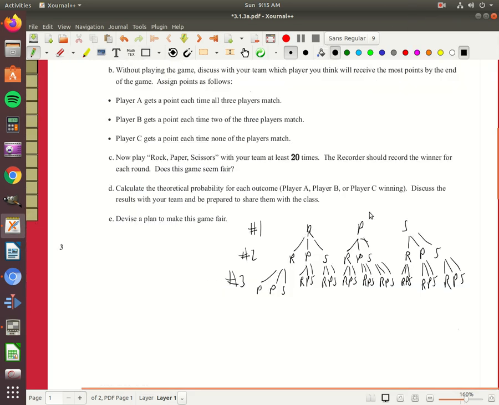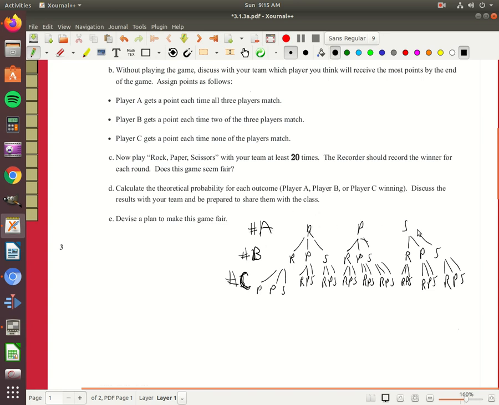Over the years, I've always had kids get a little bit confused by this tree diagram, so hopefully you guys are with me on this. So this is player A. Actually, I should make these A, B, and C. My mistake. So player A is either going to throw rock, paper, or scissor.